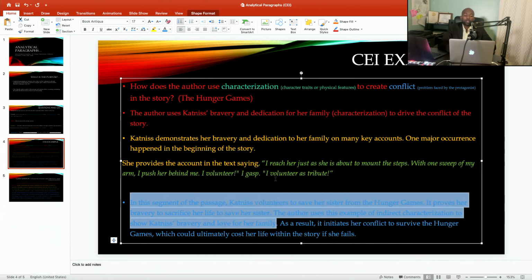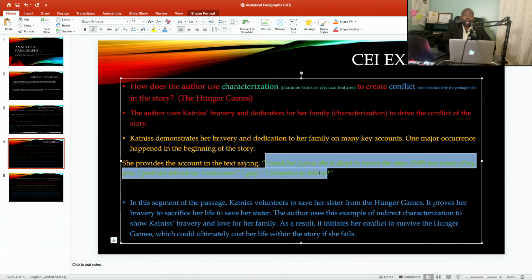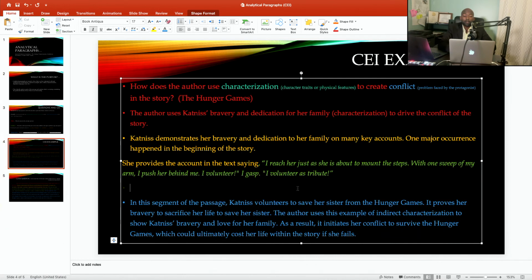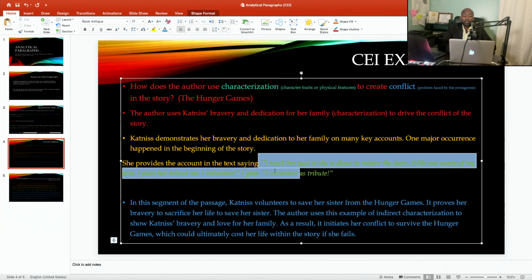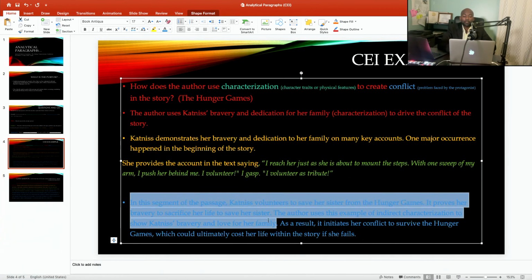So what did we just explain? We just explained what was happening in this quote. Katniss is volunteering to save her sister Prim from the Hunger Games. And if you had never read the Hunger Games and you just read this quote only, you wouldn't likely have a clue of what's going on. So this part of the interpretation explains it for you. Now we've got to explain how it proves the claim.